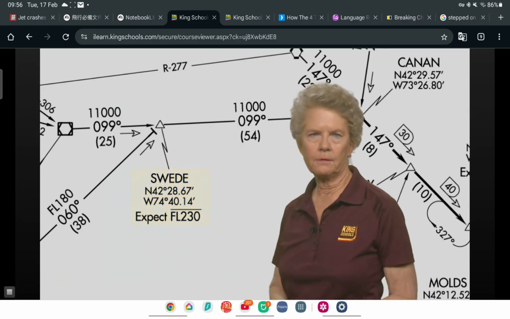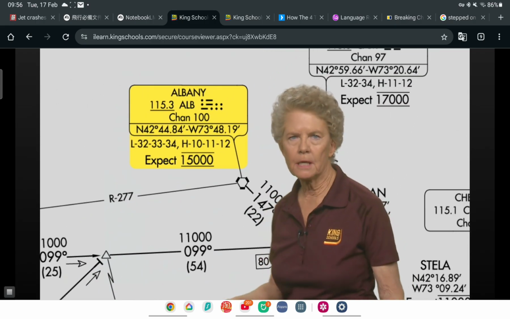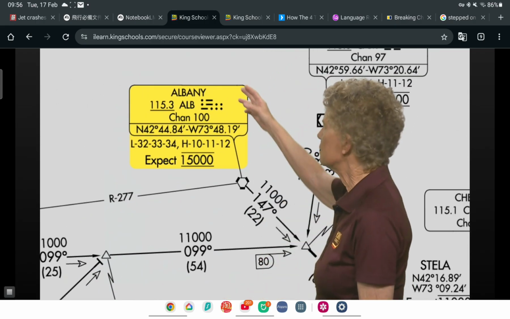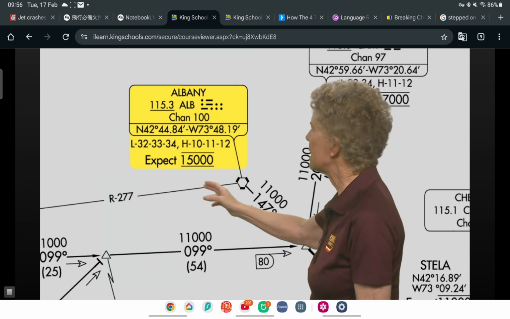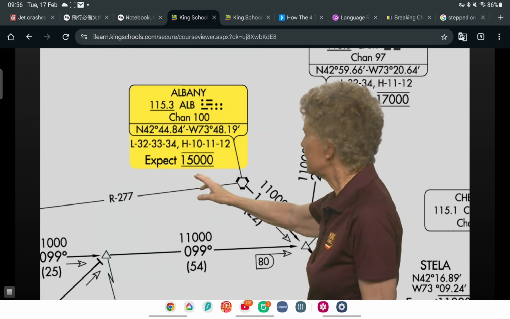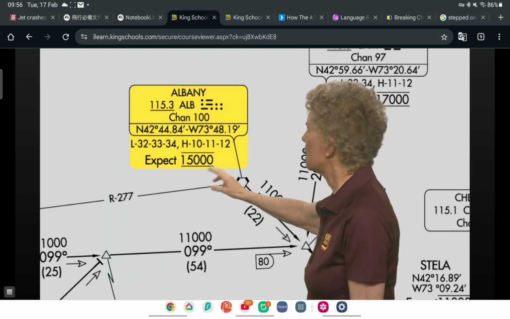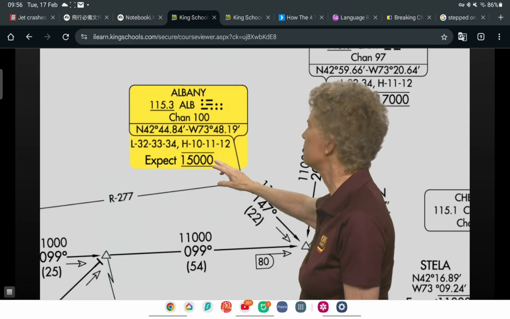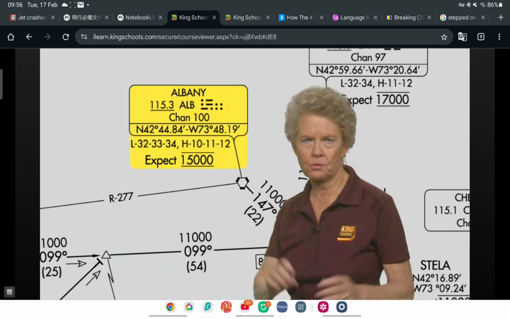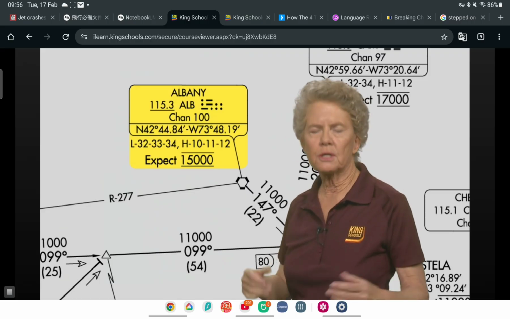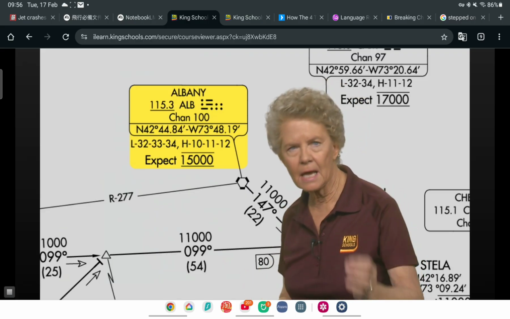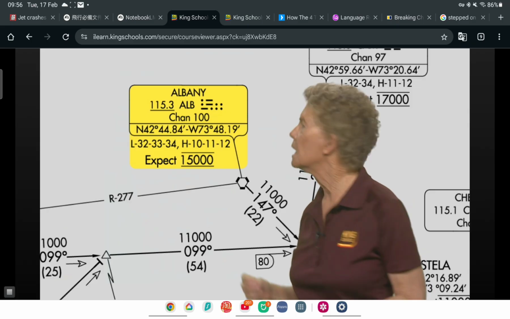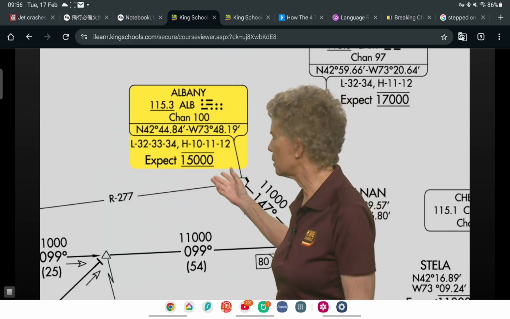But if you were flying this STAR from Albany instead, you'll see here that it says expect 15,000 with lines above and below it. This means the 15,000 feet is a mandatory altitude. So expect to cross Albany at 15,000 feet, not above or below it.